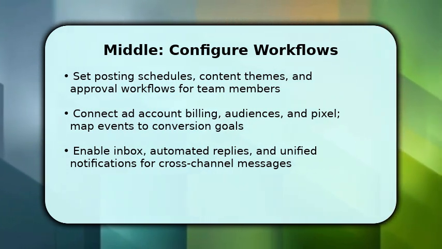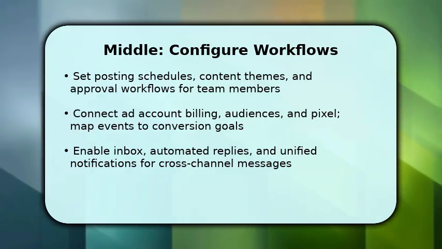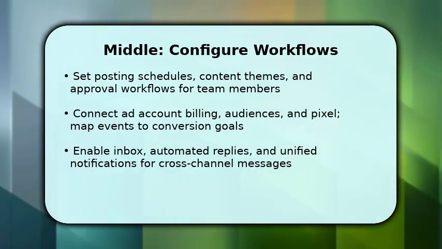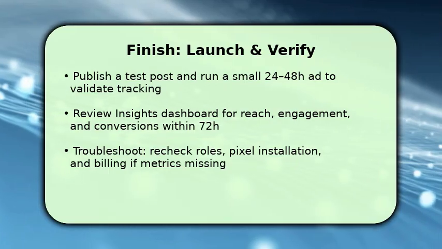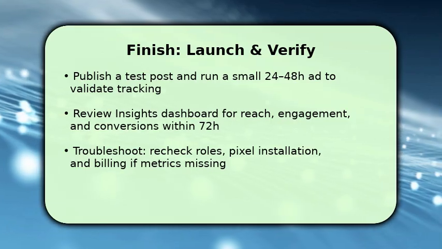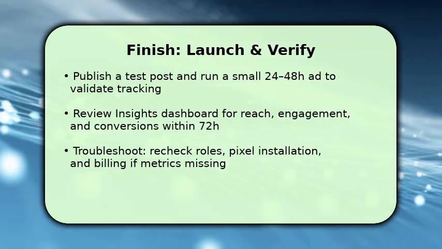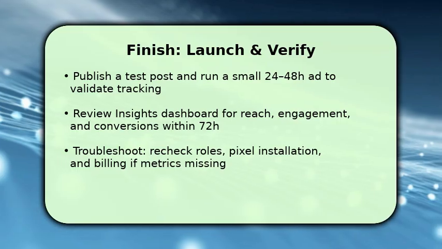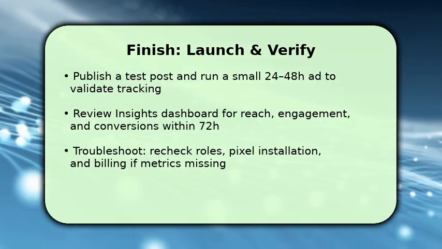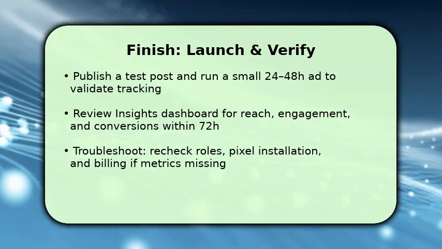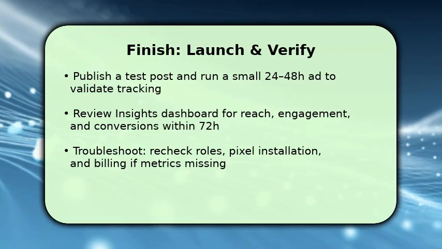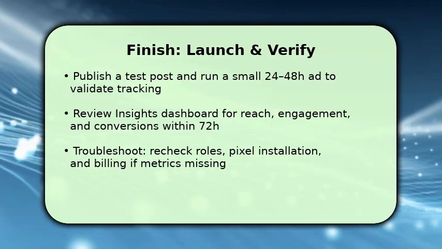Now launch and verify everything. Publish a controlled test post and run a small ad campaign for 24 to 48 hours to confirm delivery and tracking. Once done, review the Insights dashboard for reach, engagement, and conversion signals over the next 72 hours. Make sure UTM tags and pixel events match expected behavior. If metrics are missing, recheck user roles, pixel placement, and billing status immediately. Correcting those 3 items resolves it.